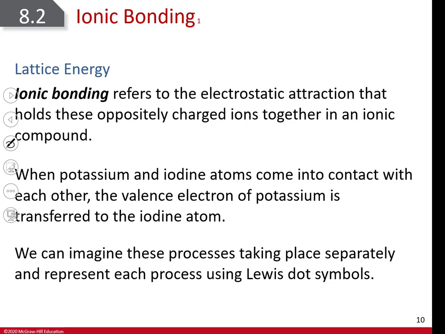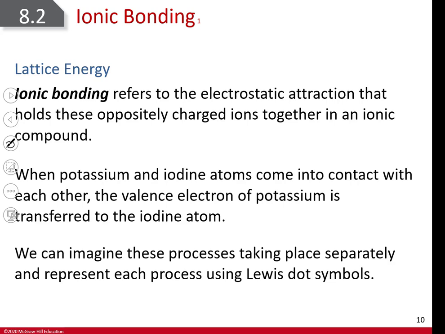So ionic bonding, we already know briefly from chapter 2, means I have 2 ions of opposite charge. One's positive, one's negative. Generally, the positive one's a metal and the negative one's a nonmetal. And because they're oppositely charged, they're going to be attracted to one another. So they're going to stick together and form an ionic bond.